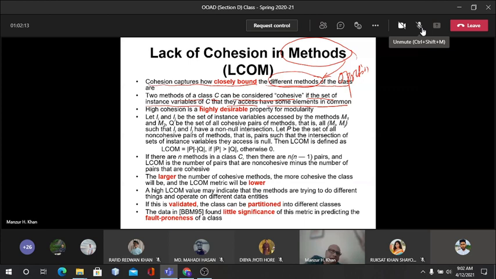This is the definition required for the calculation of the outcome in this particular metric. We are going to declare methods, two methods. That means we are going to take a pair. Two methods will be declared cohesive if they have a common variable. Okay, so now let's see how to do it. High cohesion is a highly desirable property of modularity. So we want high cohesion.